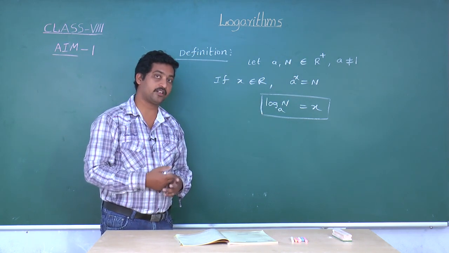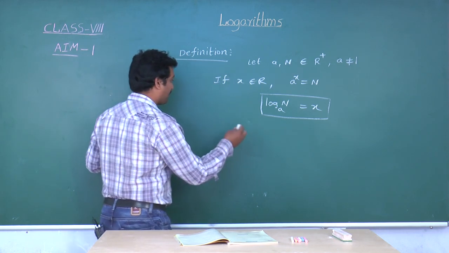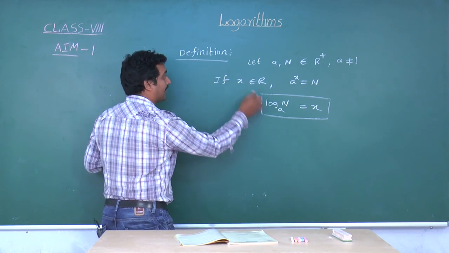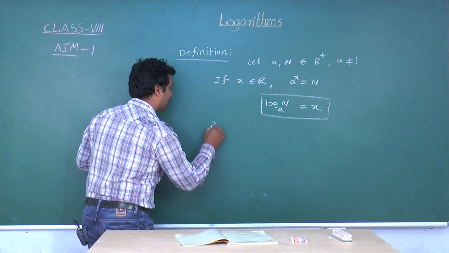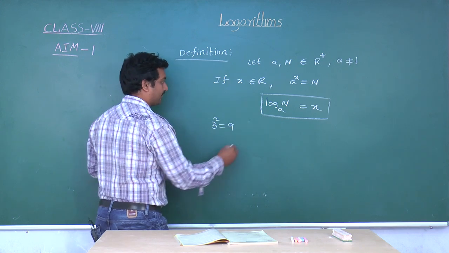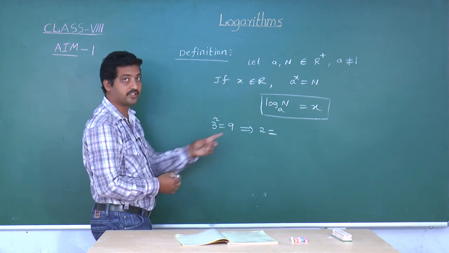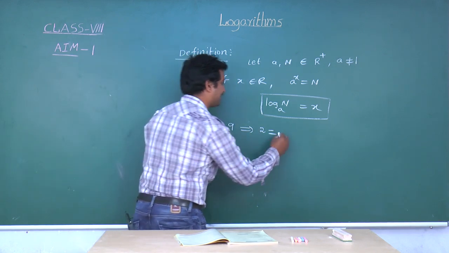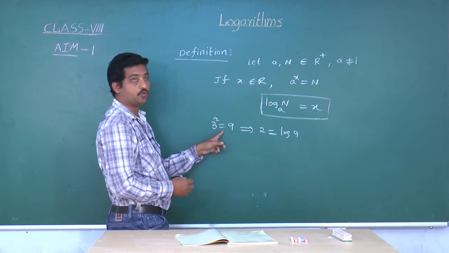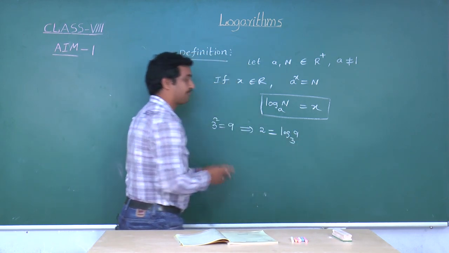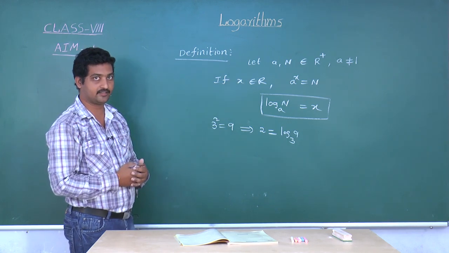These two are very important points. If you observe converting exponential forms into logarithmic forms, 3 square is equal to 9. That implies that I can make 2 as the subject using the logarithmic definition. I can write this as 2 is equal to log 9 to the base 3. Is it correct or not according to the definition? Yes, it is correct.